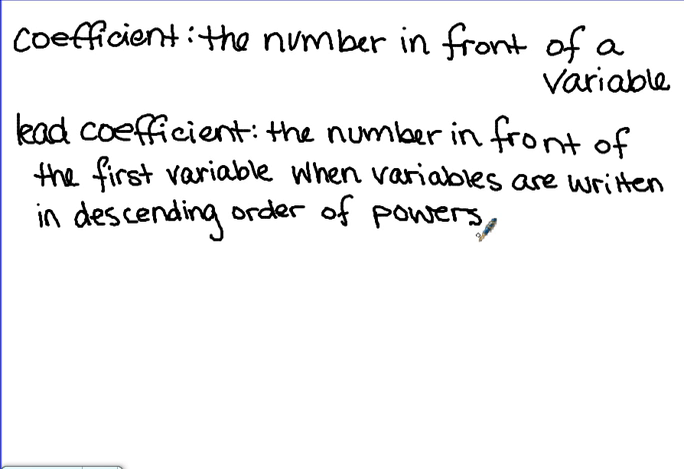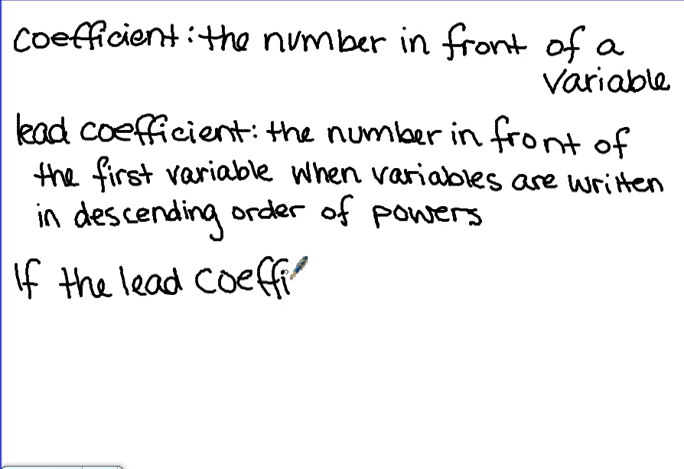Now, when we've been solving equations with completing the square, the first term is an x squared, which means it has a lead coefficient that is understood to be 1. If the lead coefficient is not 1, we need to do one extra step before we start completing the square. What we need to do is divide every term by the lead coefficient.